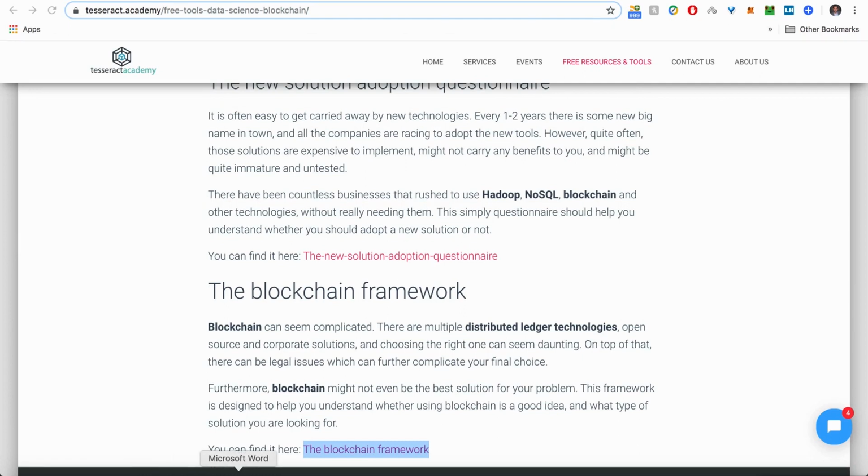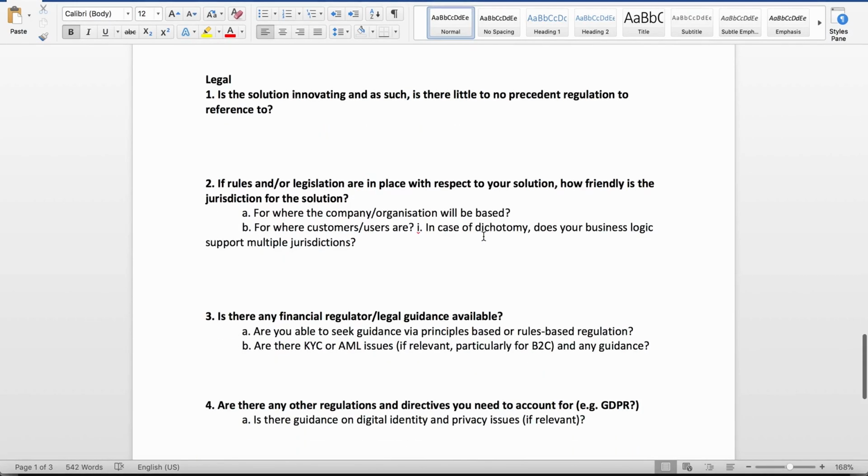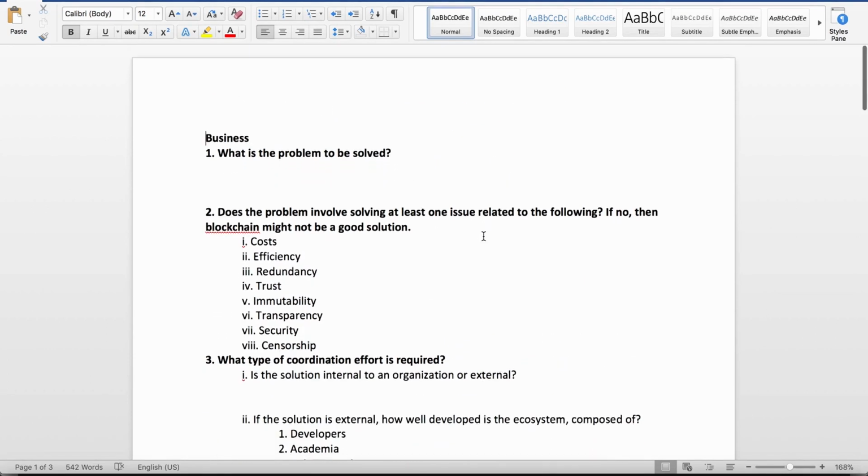So let's see what this looks like. Here you can see the blockchain framework. It's a document that consists of 3 pages and a few questions. The purpose of this framework is to help you understand whether you should apply blockchain to the particular problem you are trying to solve, and if yes, then what kind of blockchain you should use.